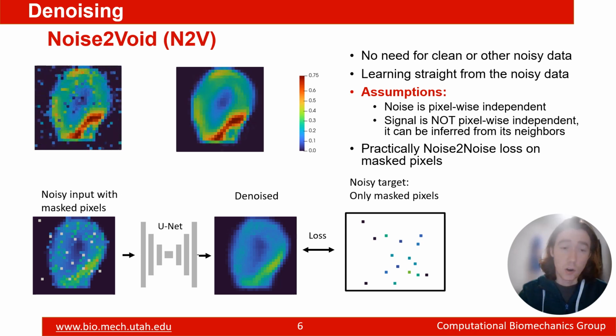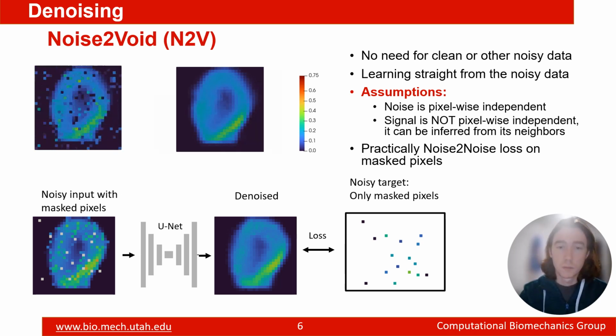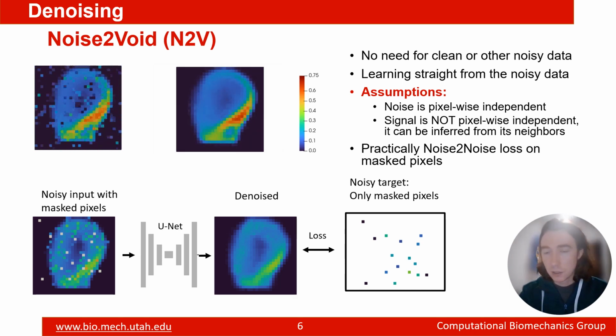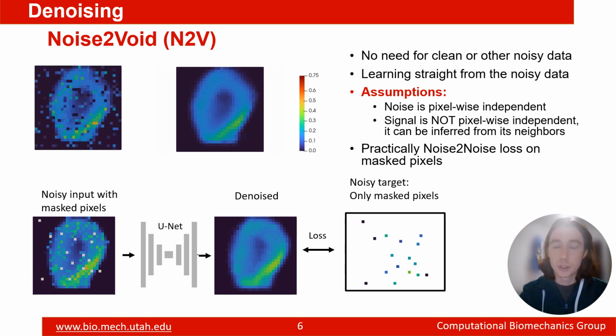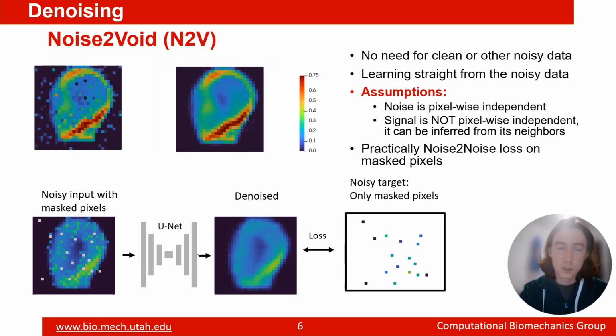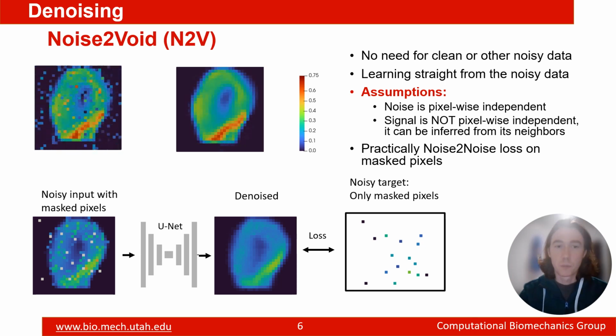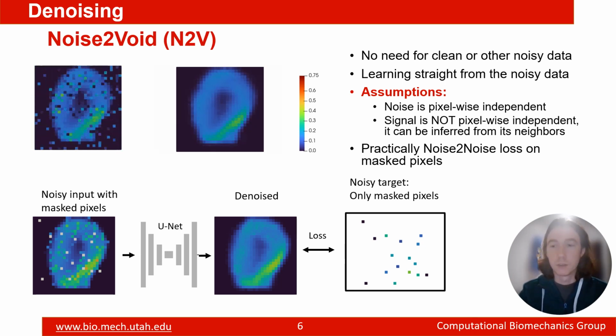We feed our snapshot through a UNet, which is a fancy convolutional autoencoder. We get our output and we calculate the loss corresponding only to the masked pixels in the input. Practically, this is a noise-to-noise loss on the masked pixels. At the top, we see the results. So this also manages to get rid of the noise to a pretty good level.